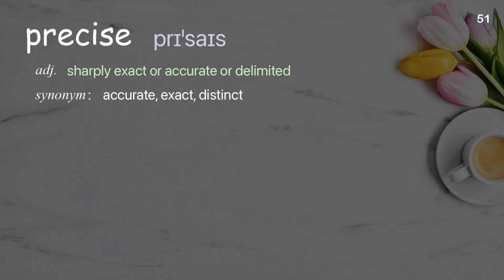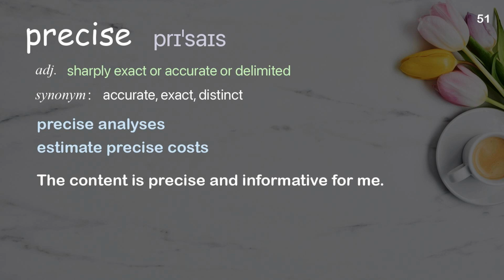Precise: Sharply exact or accurate or delimited. Examples: Precise analyses. Estimate precise costs. The content is precise and informative for me.